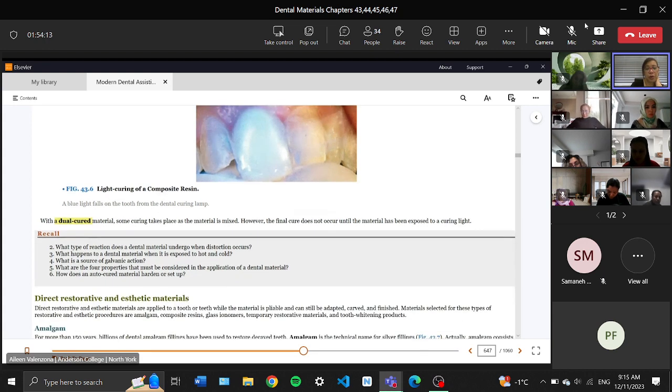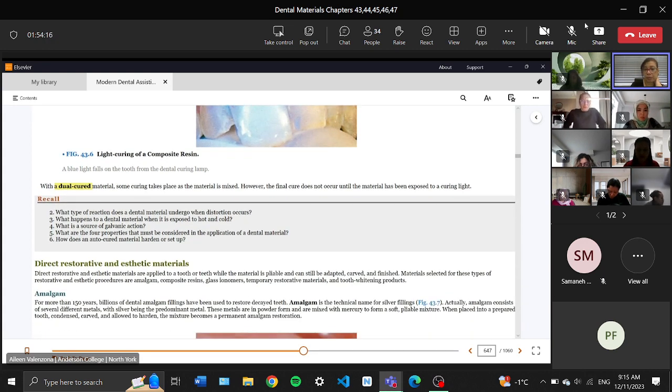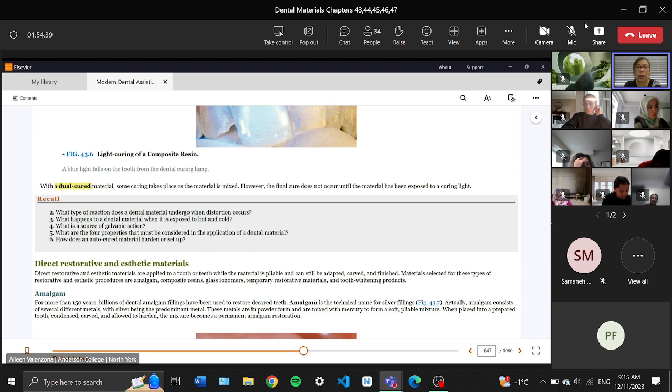Now, with a dual-cured material, some curing takes place as the material is mixed. However, the final cure does not occur until the material has been exposed to the curing light. I explained this a while ago, right? The dual cure is a combination of self-cure and the curing light. So when you mix the two materials, they'll start to harden, but they will not harden as hard as we want until you cure them.